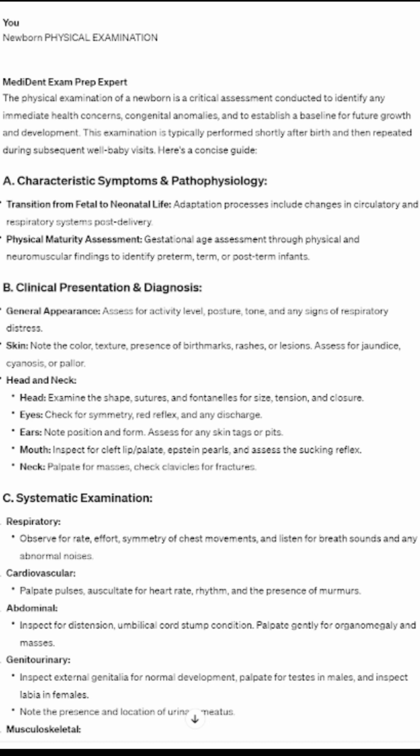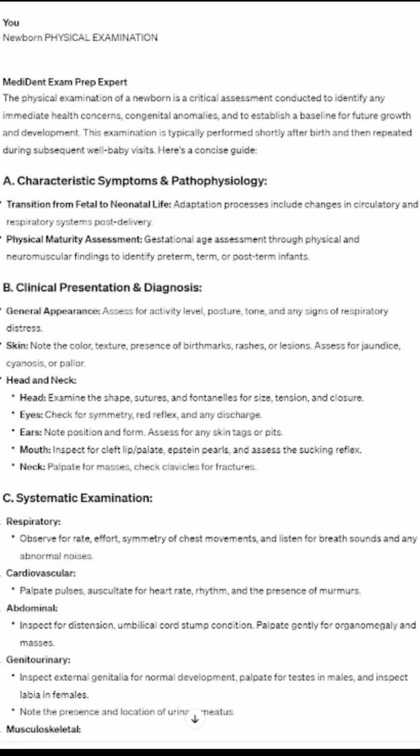4. Genitourinary: inspect external genitalia for normal development. Palpate for testes in males and inspect labia in females. Note the presence and location of urinary meatus. 5. Musculoskeletal: assess hip stability and symmetry of limbs. Check for polydactyly or syndactyly.